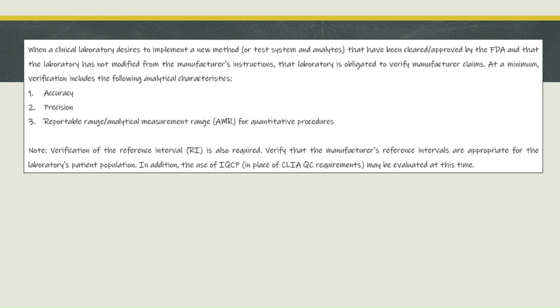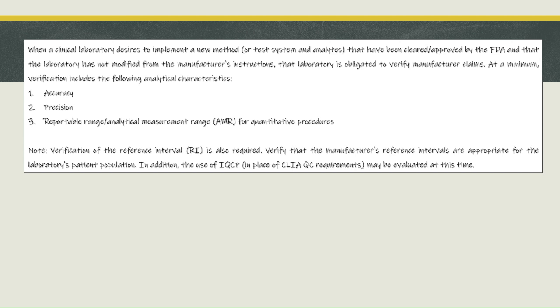When a clinical laboratory desires to implement a new method or test system and analytes that have been cleared/approved by the FDA and that the laboratory has not modified from the manufacturer's instructions, that laboratory is obligated to verify manufacturer claims. At a minimum, verification includes the following analytical characteristics: accuracy, precision, reportable range/analytical measurement range, AMR, for quantitative procedures.